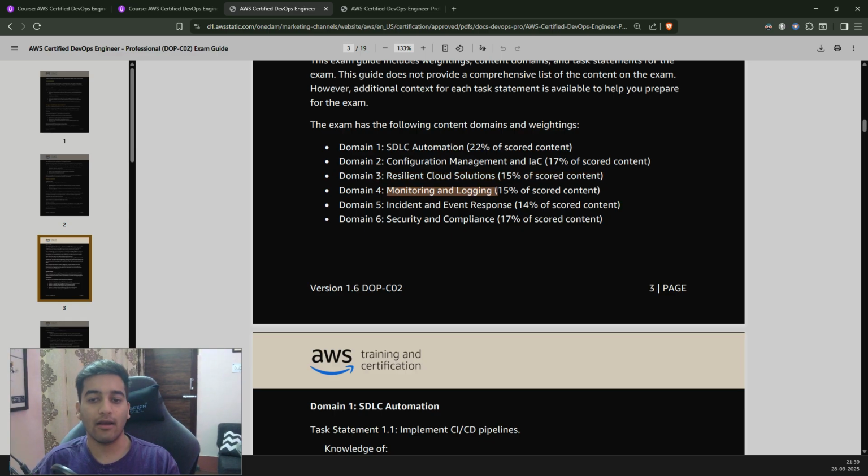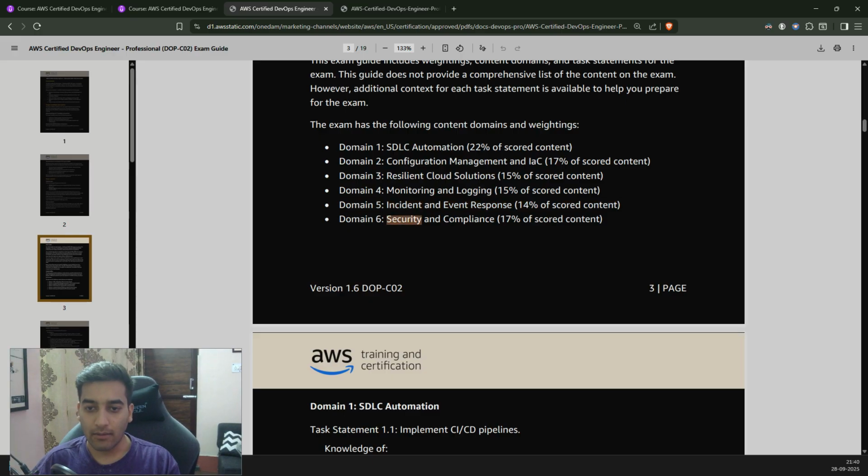Then we have monitoring and logging. Again, the most important service for this is CloudWatch, and you should cover logs, alarms, and even the CloudWatch agent in great detail. Then you have incident and event response, where I think the most important service is AWS Config and how it integrates with other services. You also have to learn about EventBridge and how it can respond to different services. Have a deeper knowledge of AWS Health and health related functions, because that is also where you will get a lot of scenario based questions.